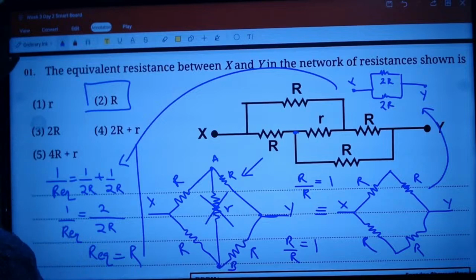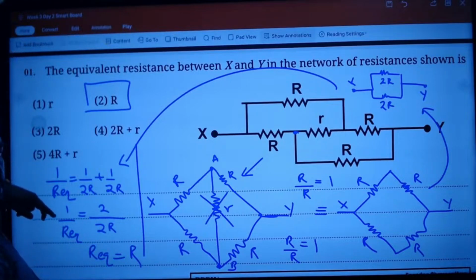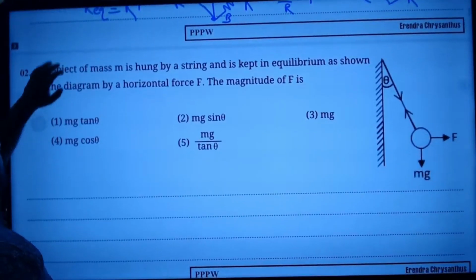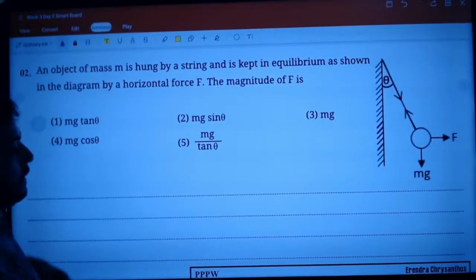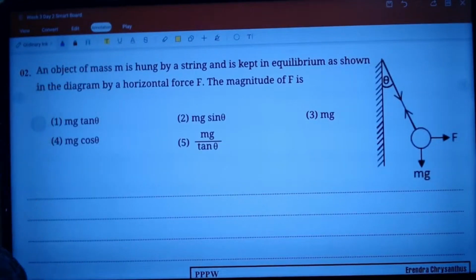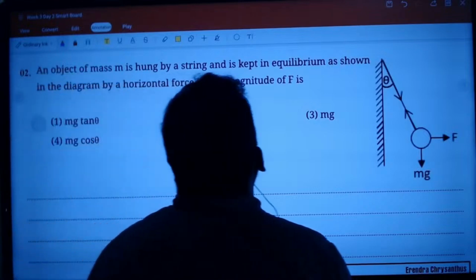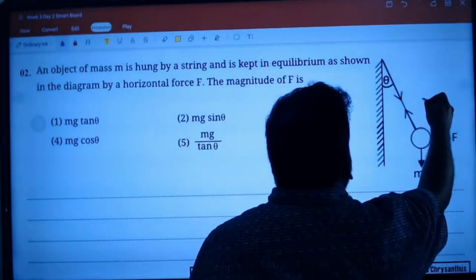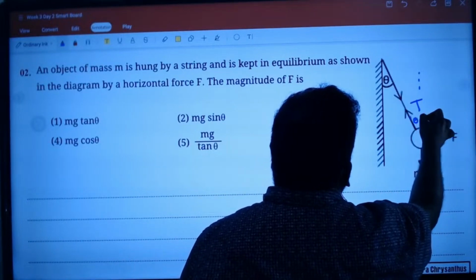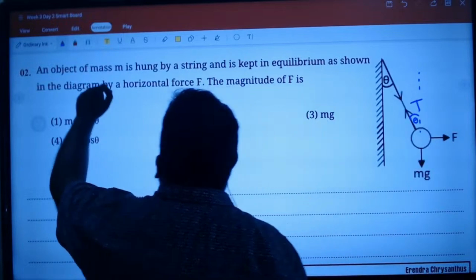Okay, now moving on. Question number 2. Have a look. An object of mass M is hung by a string and is kept in equilibrium. So tension here, if this is theta, we can take components here.